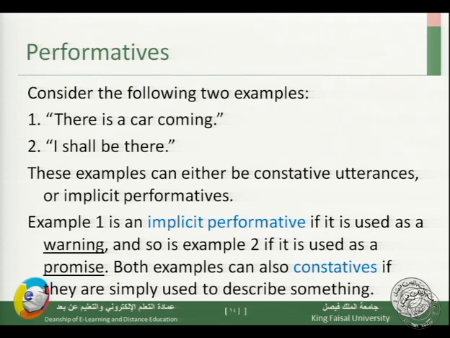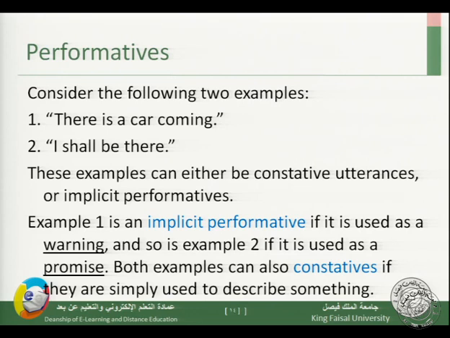If I'm just describing a situation, if I'm sitting with someone far away from the street and I just say there is a car coming, I'm just describing a situation. So I'm not really giving a warning, and in this case, this utterance will be constative. So it can either be constative if I'm simply describing something or a situation, and it can be an implicit performative if I'm giving a warning. Why is it implicit? Because we don't have a performative verb in it.